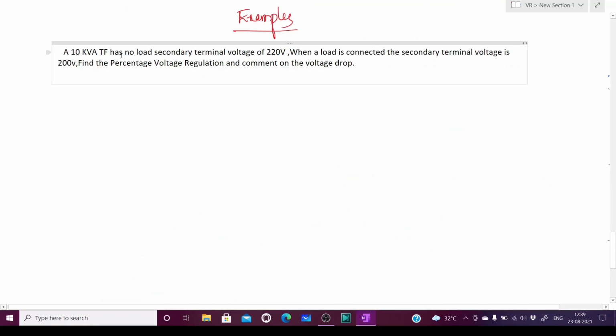A 10 kVA transformer has no load terminal voltage of 220 volts. When a load is connected, the secondary terminal voltage is 200 volts. Find the percentage voltage regulation and comment on the voltage drop.